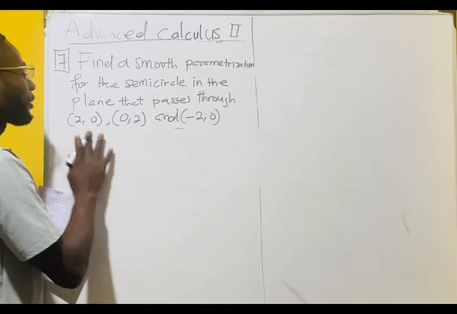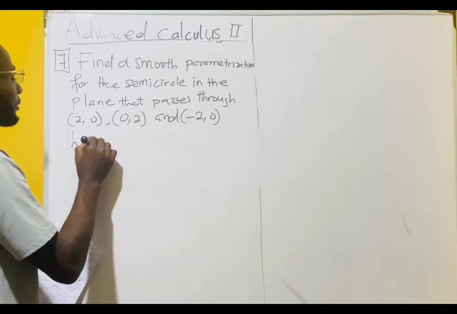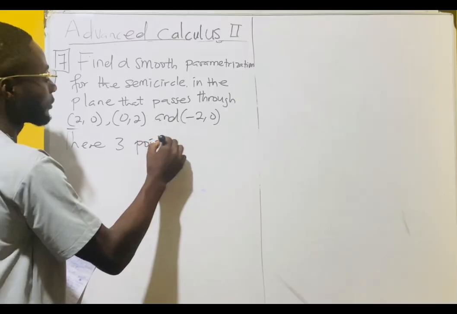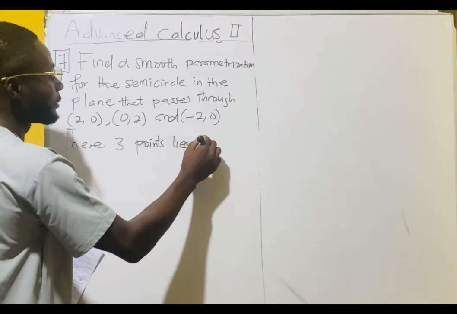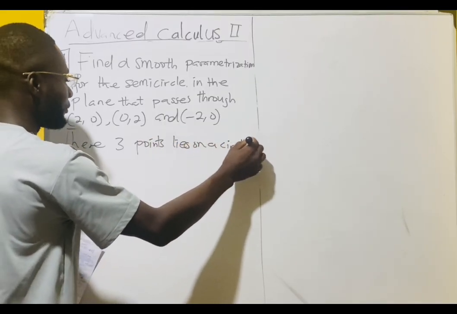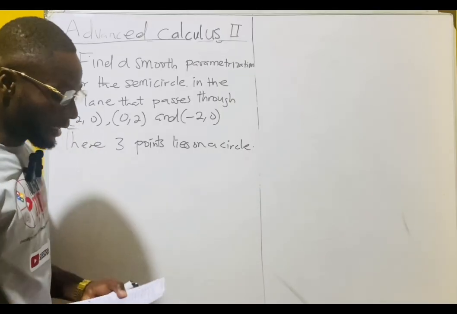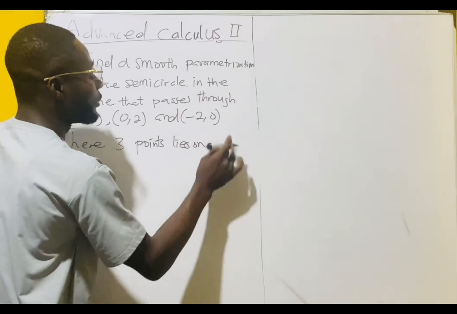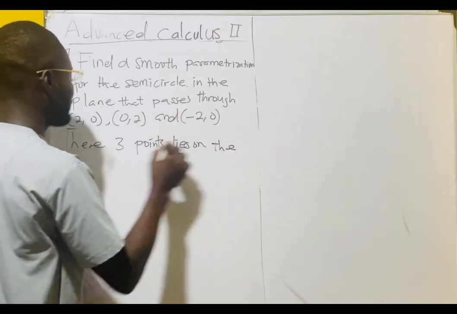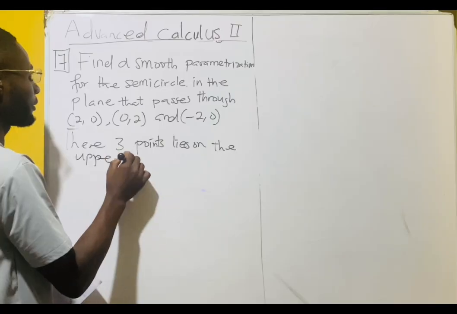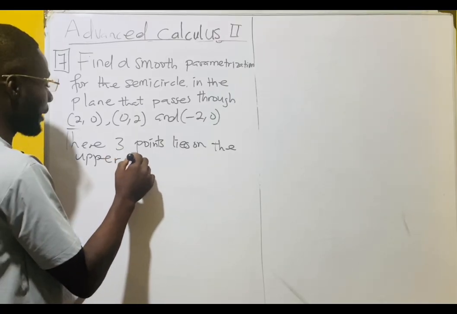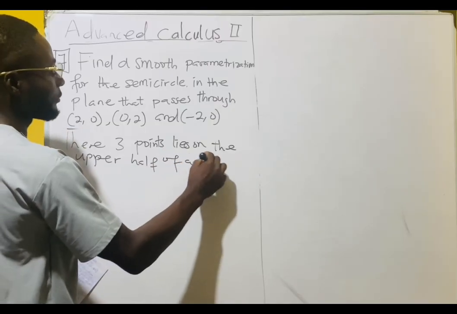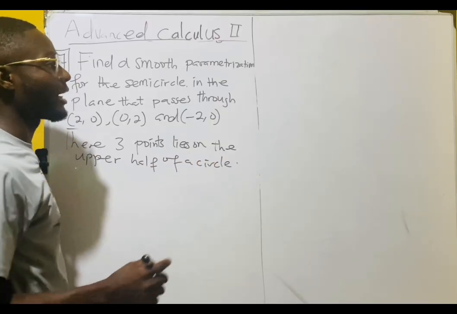So these 3 points lie on the circle, right? On the upper half of a circle. It lies on the upper half of a circle.